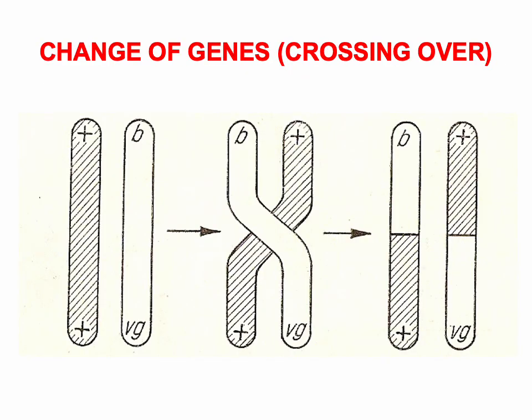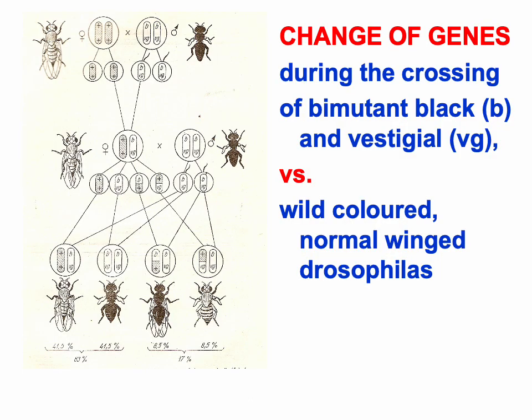The crossing over gave a possibility for change of genes. For example, during the crossing of black and vestigial mutant individuals with a white-colored normal winged Drosophila, along with the independent assortment, the crossing over increases the genetic diversity by producing novel genetic combinations like black with wing or wild without wing.